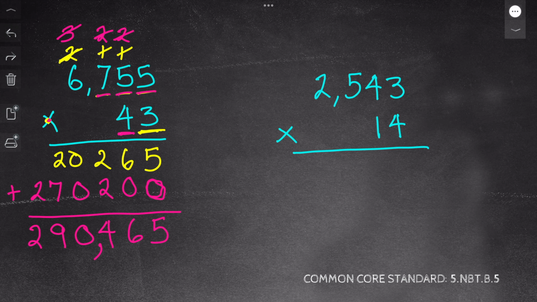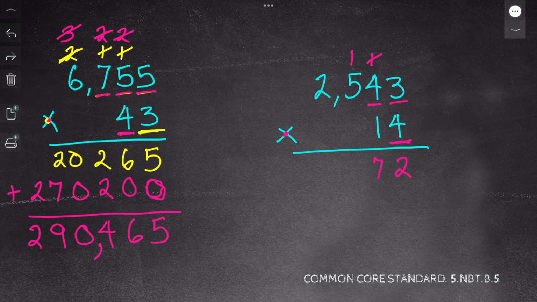We have 2,543 times 14. I'm going to start with my 1 spot, and I'm going to multiply 4 times 3, which equals 12. Regroup my 1 and put my 2. 4 times 4 is 16, plus 1 is 17. Regroup my 1 and put my 7 down.